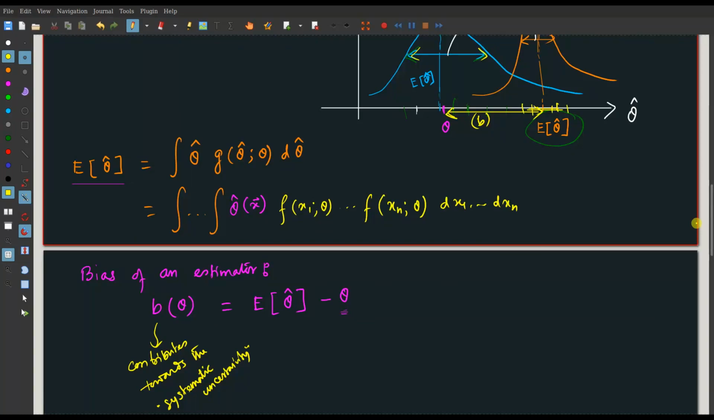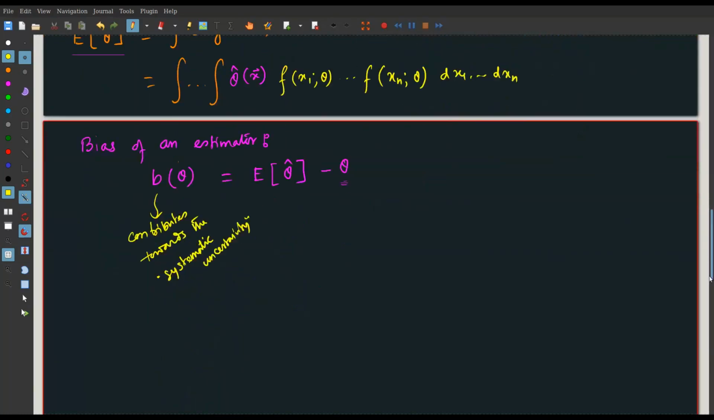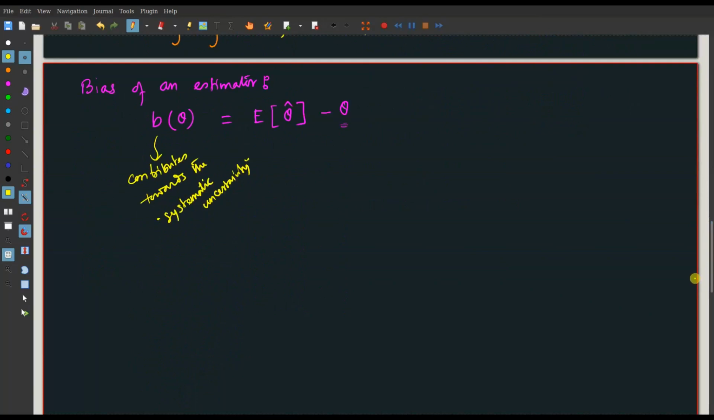Okay, so there is always this compromise. If you want to construct an estimator with a zero bias, you often end up with an estimator with large statistical uncertainty, large sigma theta hat. And if you want to construct an estimator with a low statistical uncertainty, you actually end up invoking a finite amount of bias in your definition of the estimator.